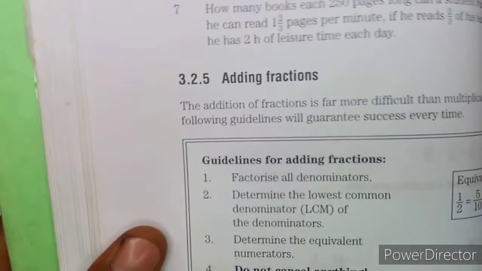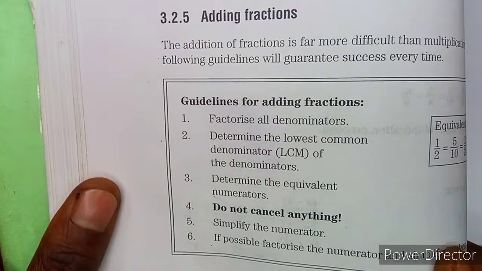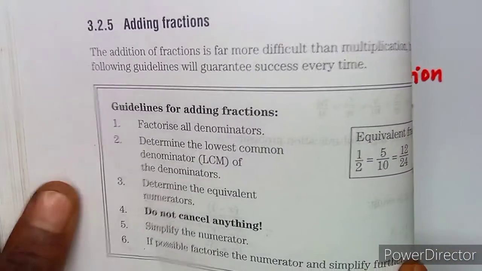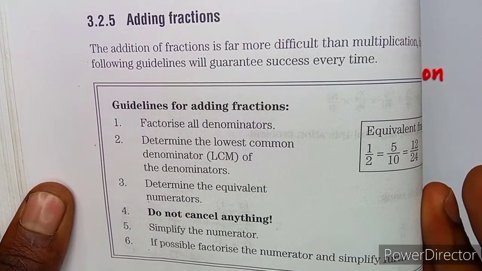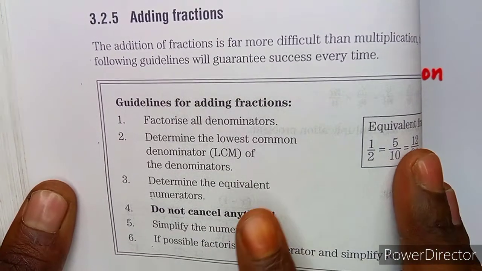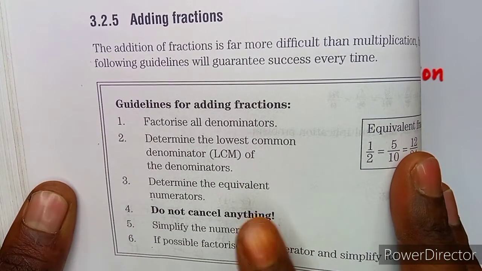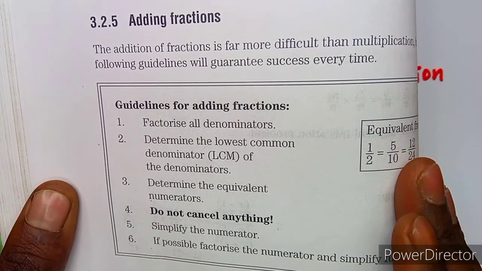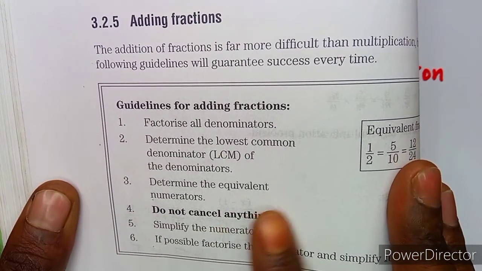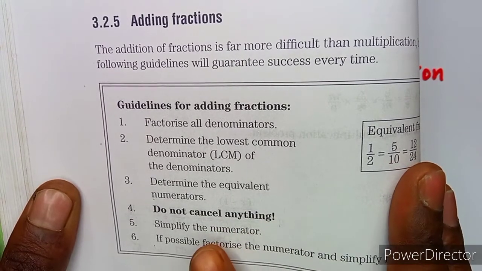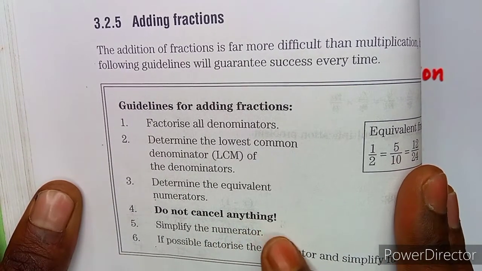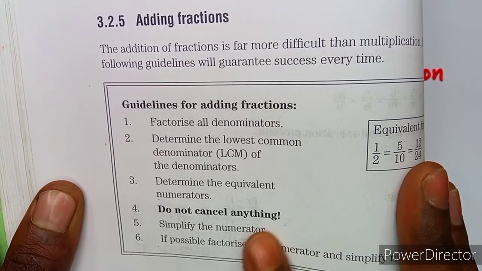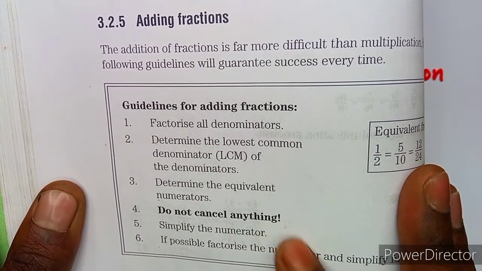These are the concepts that you need to know whenever you're factorizing. You need to factorize all the denominators, determine the lowest common denominator, which is the LCM of all the denominators that are given, and determine the equivalent numerators. Do not cancel anything, which is very important for you guys. Do not cancel anything when you are working with fractions.